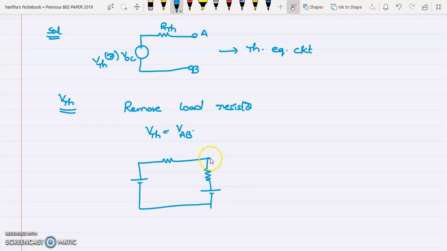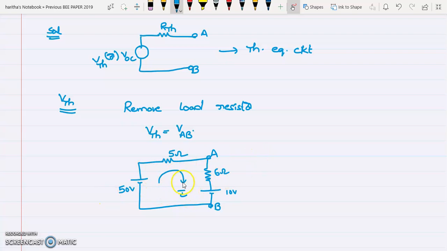So this is the circuit. I'm not drawing that remaining branch. So directly the terminals you can put here. So across this AB terminal, you have to find out the voltage. That is your Thevenin's voltage. So to find out that voltage, first you have to know about the current, right? If you don't know the current, how can we find out the voltage across this branch? So you have to find out the current. So just assume the current is flowing like this in this circuit.